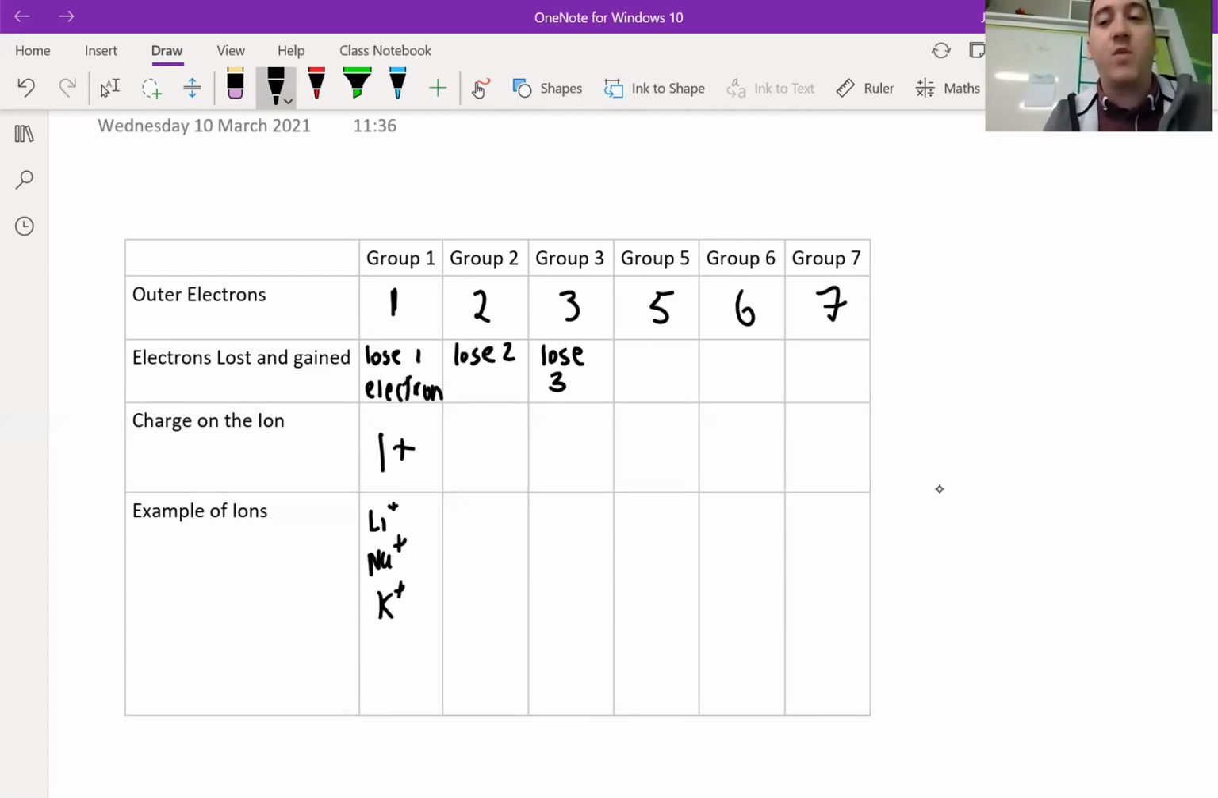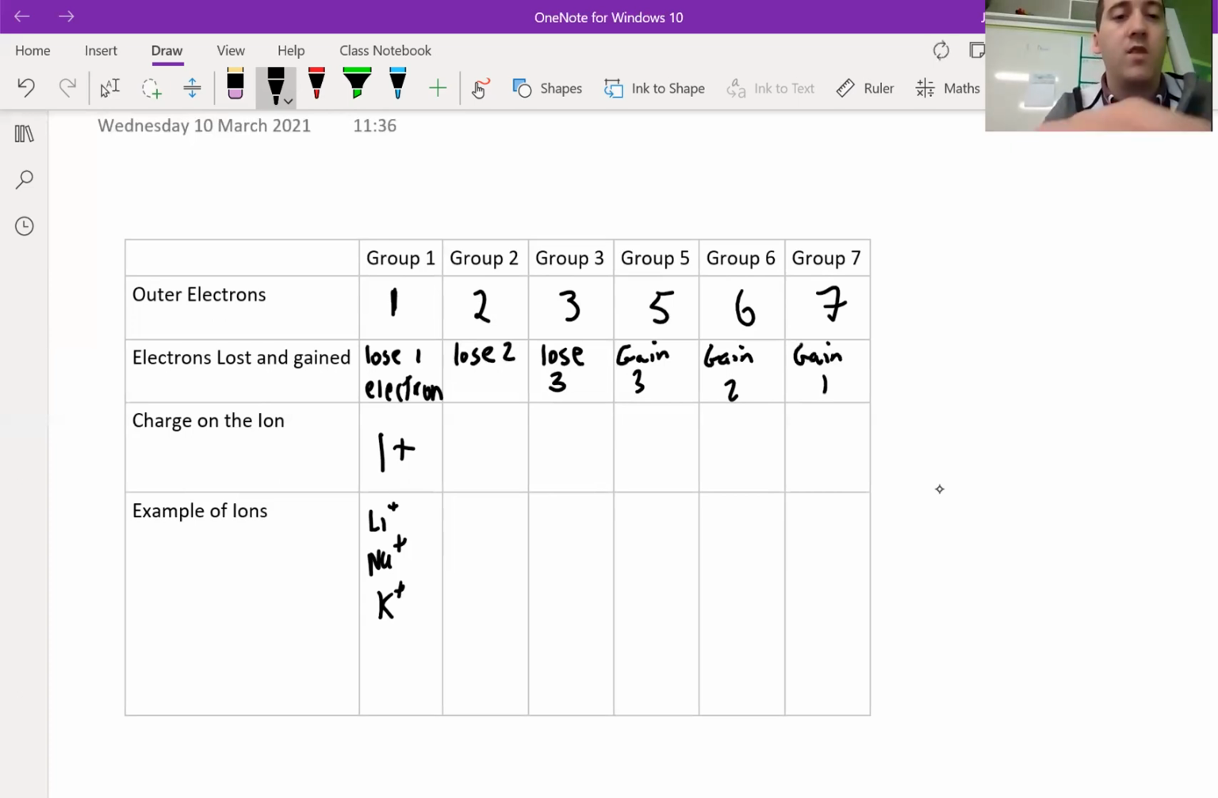What about group 5? Group 5 would like to have 8 in their outer shell. They've got 5 already, so they can lose 5 or gain 3. Gaining 3 is easier, so they're going to gain 3 electrons. Group 6 need to gain 2. And group 7 needs to gain 1. So they're going to gain 1.